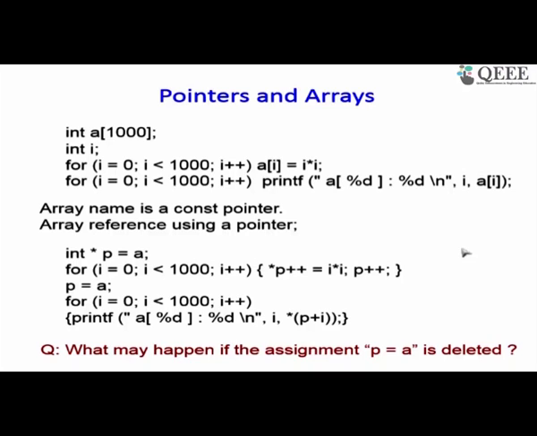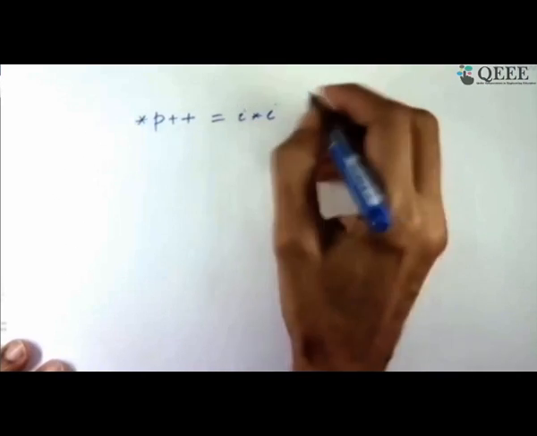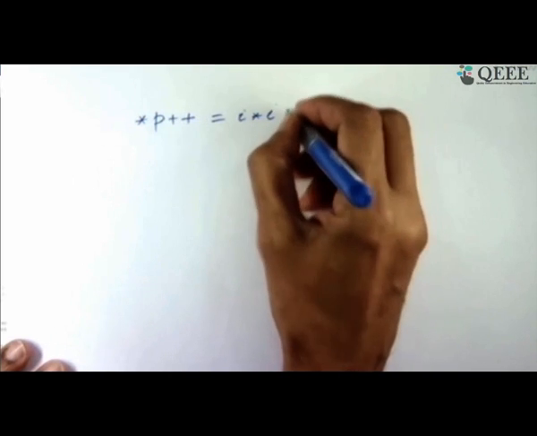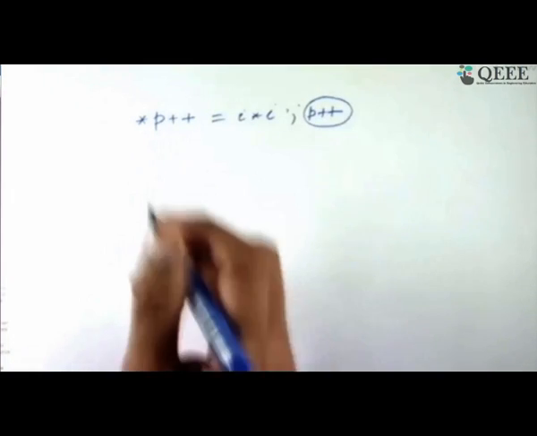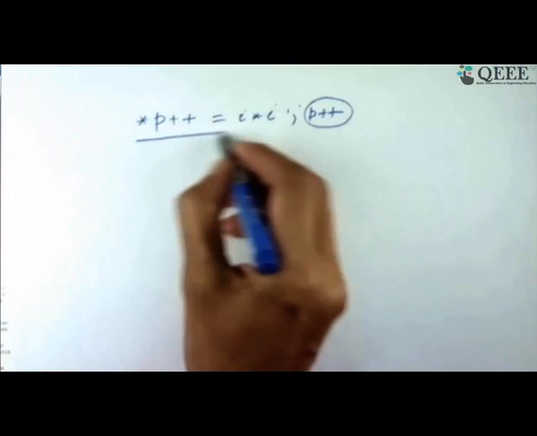Now probably I should do it here. I don't know how comfortable you are with pointers. So I have this funny statement in the first for loop which says *P++ = i * i, and then it says P++. This should not have been there, but it doesn't matter. This is a part of the loop. How do you decode this?